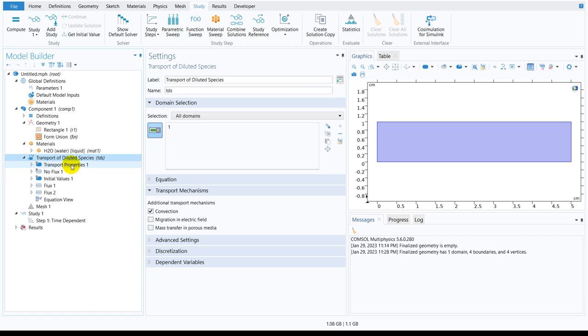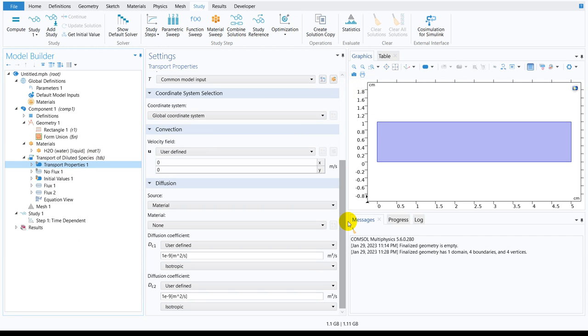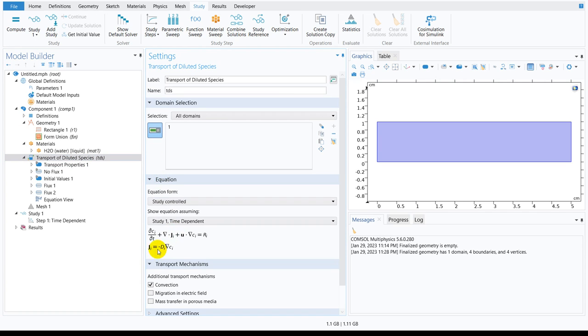Now, it is about the transport properties. What are the transport properties needed? When you solve this equation, if you look at the equation, you see there are physical properties D in the system. So, D is coming from the diffusive term. That means we need to define the term D.